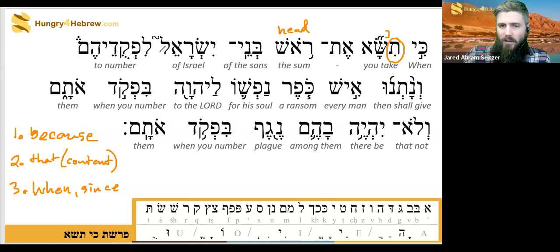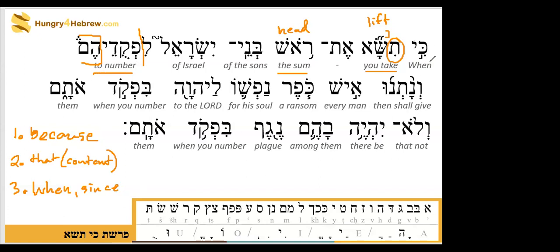Of Bnei Yisrael. When you lift the head of the sons of Israel, lifkudehem, to their appointment or visitation, or essentially what we're looking at is a census. And you can tell that the translator took some liberties when translating in order to convey that idea. So thank you, Mr. Translator, even though it's not literal.